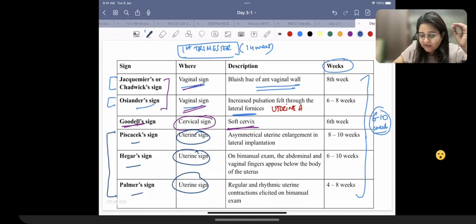On bimanual exam, the abdominal and vaginal fingers appose below the body of the uterus. Okay, this is seen at around 8 weeks. Wait, between 6 to 10 weeks, remember all.